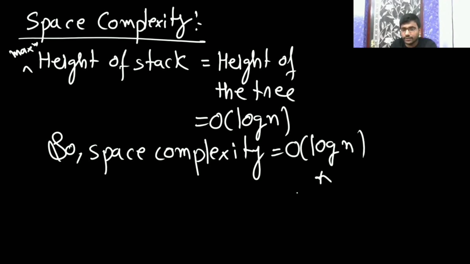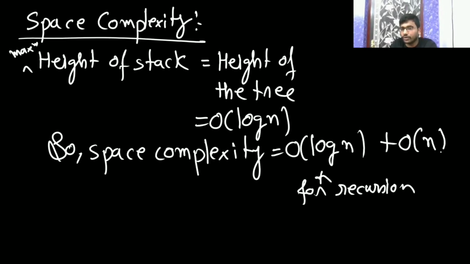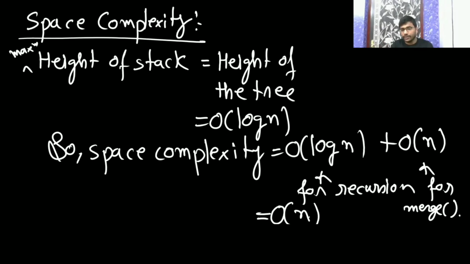For recursion it is log n, and for merge it is going to take big O of n, because for the merge function, whatever the size of the array is, that is going to be the space complexity for the merge, because that much array we require, half and half. So overall space complexity is going to be big O of n.